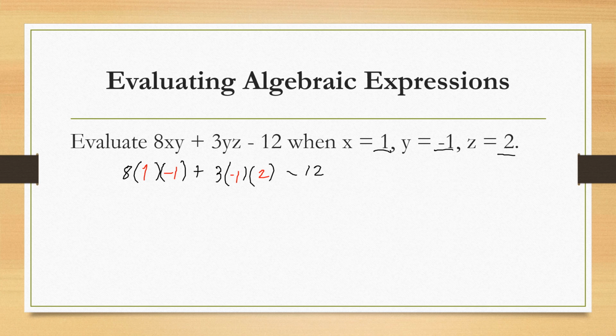And then simplify. So we have 8 times 1 times negative 1 is negative 8. Then we have 3 times negative 1 is negative 3 times 2 is negative 6, and then minus 12. So since pare-parehas naman silang negative, add na lang natin siya, and it will result to negative 26. And this is our value of the expression. So ganyan lang po mag-evaluate ng algebraic expression. You just substitute and then follow the GEMDAS rule to come up with the value of the expression.